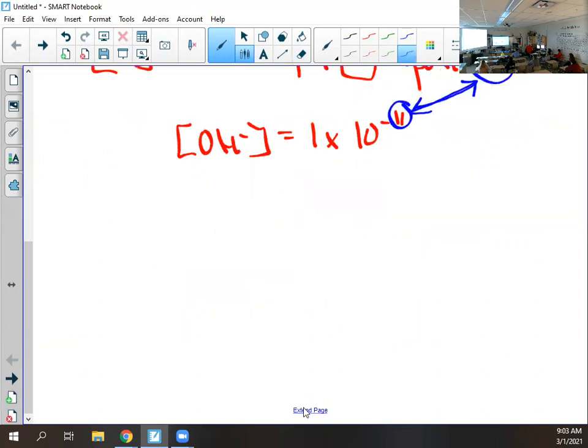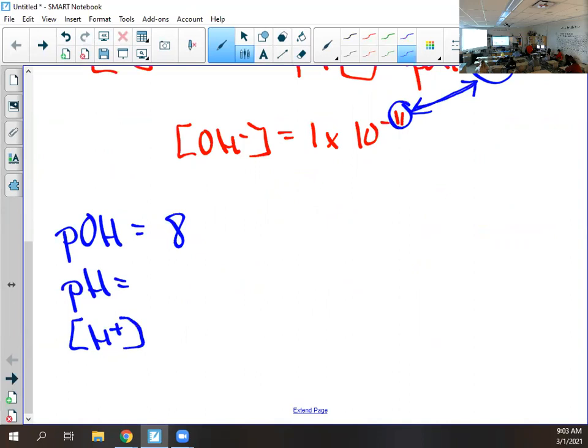All right, try this. I'll give you one single number and see if you can figure out the rest. The pOH is equal to 8. What I would like to know is the pH, the H plus, and the OH minus concentrations, just based on that one single value. Ready, set, go.